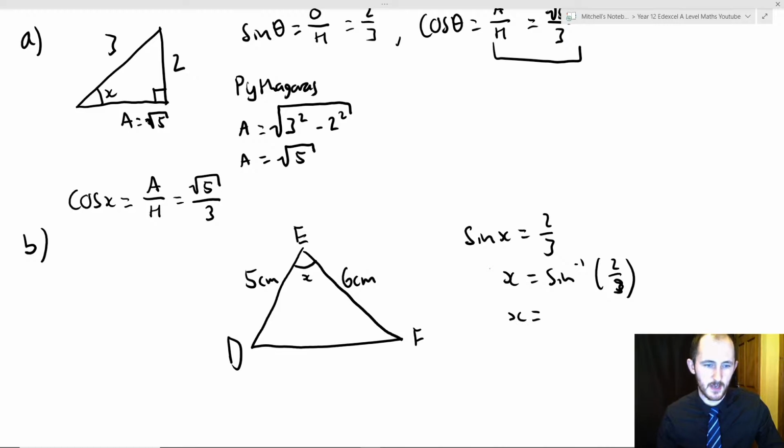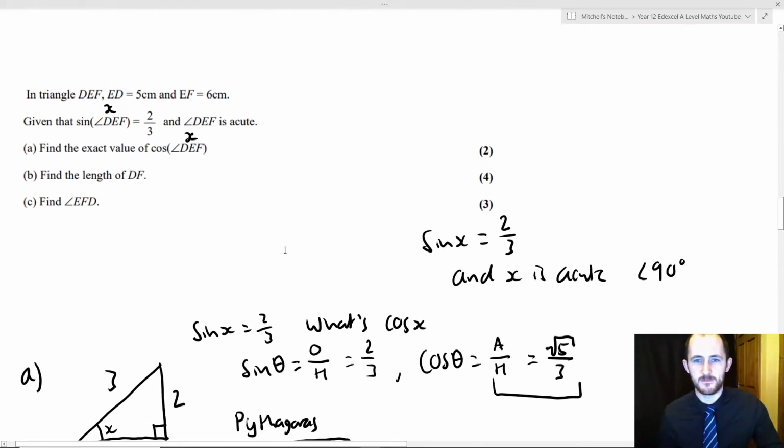So basically use the sine rule, use sine to label the sides of the triangle, and then from there use Pythagoras to find cos. So in parts B and C, we're actually going to be using the sine and cosine rule. But you don't need it for the first part, which is annoying. But yeah, well done.